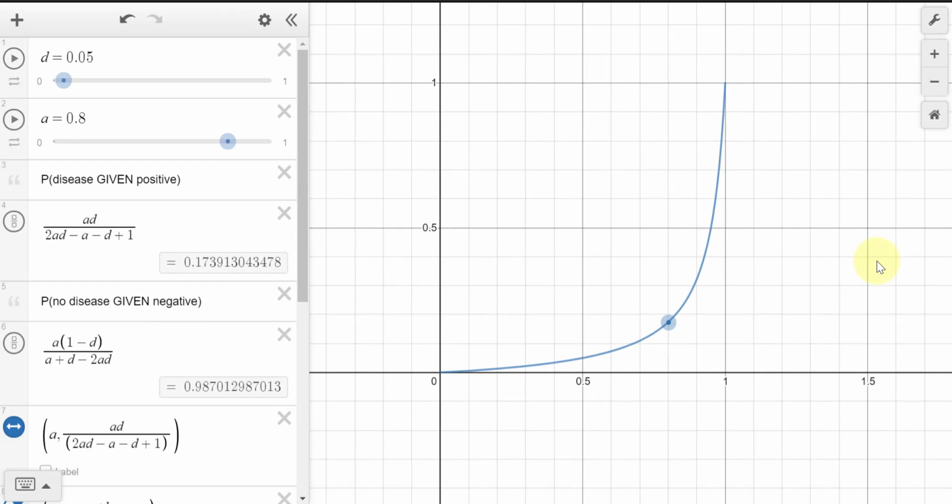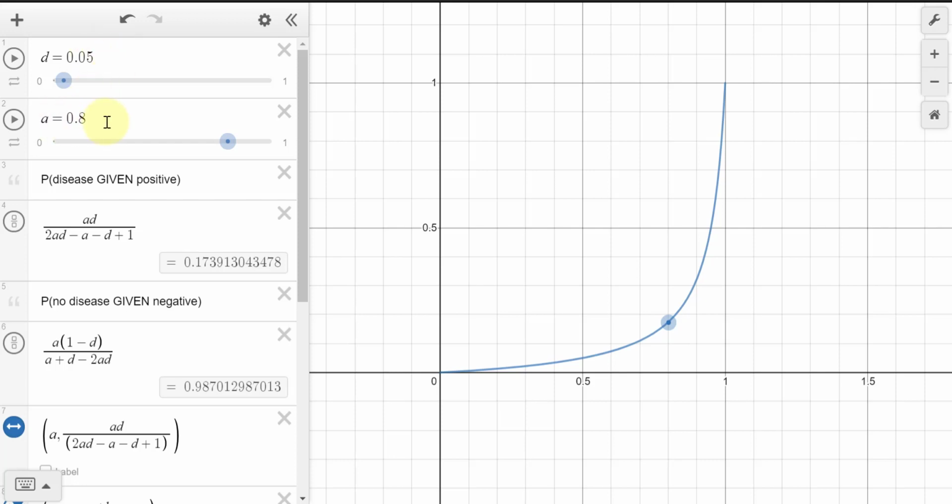Okay, so here's the graph in Desmos. And what I have first is the incidence rate of the disease. That's something you can interpret as a percentage. So this means 5%. It means 5% of the population has the disease. If you picked a person at random from the entire population, there's a 5% chance that the person has the disease. That's the way to think about that.